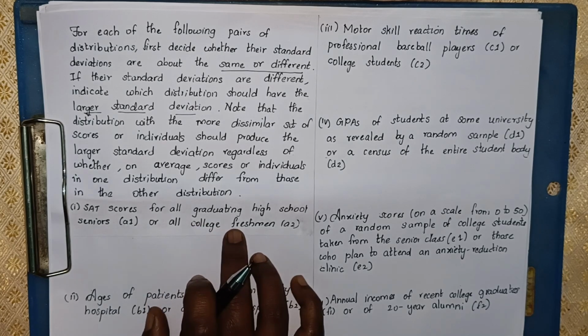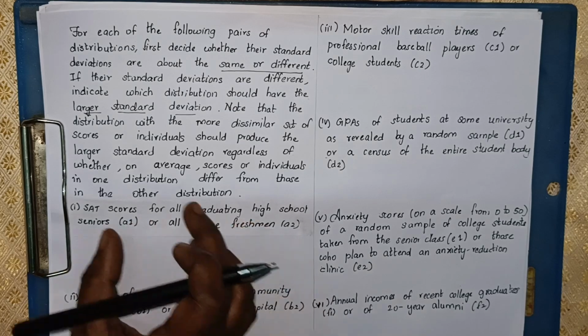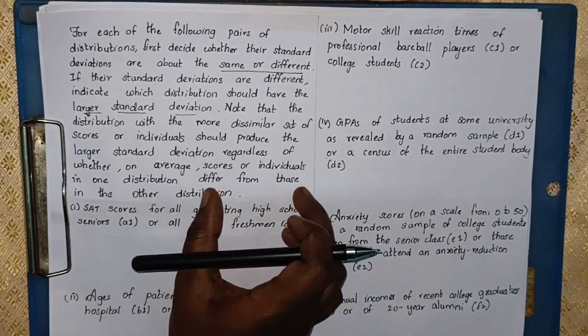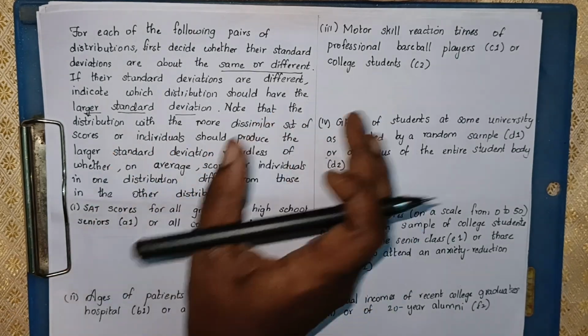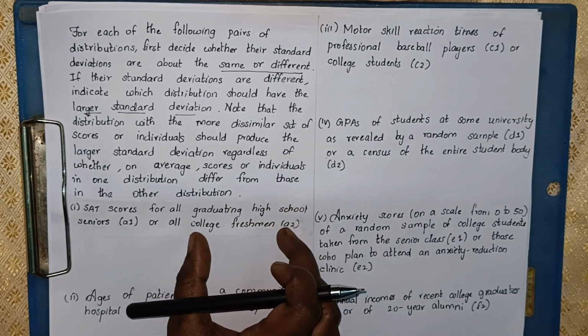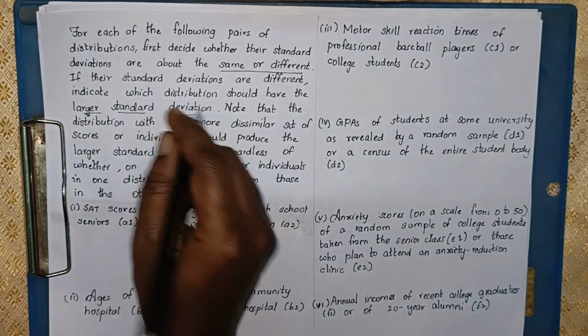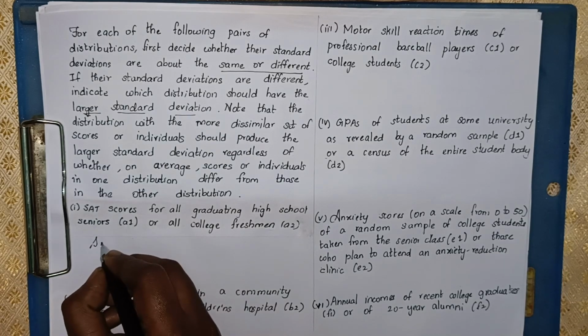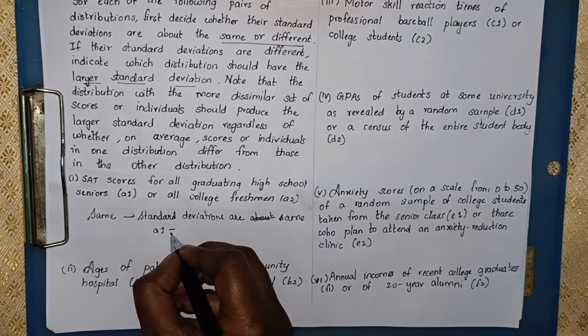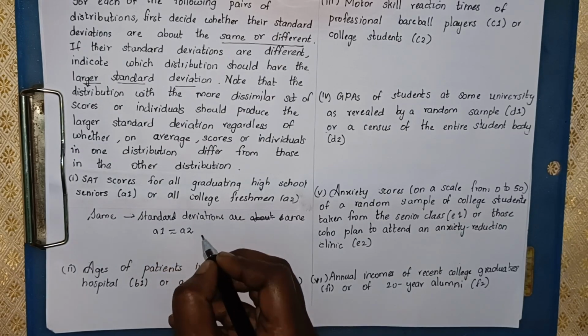Then for college freshmen also, these people will be all in the same college. They are the freshers, so their set of scores will also be almost similar. So this result won't have much deviation, and similarly the other result won't have much deviation. So according to me, the answer is same. A1 is almost equal to A2.